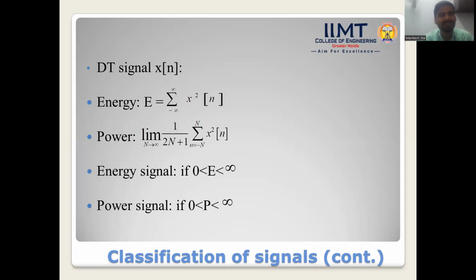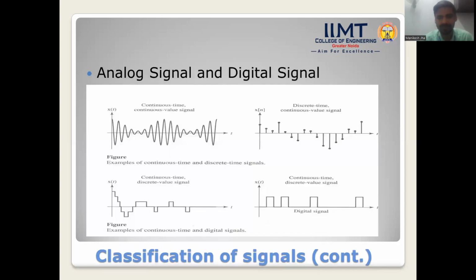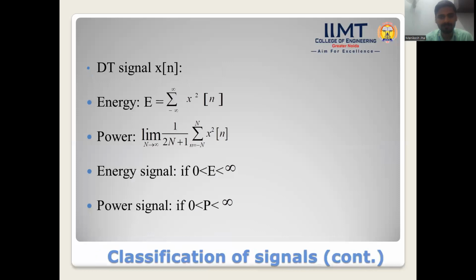Similarly, when we are discussing the discrete time signals, we are taking x of n. So for x of n, energy E is given as summation n from minus infinity to infinity x square of n. And power is limit n tending to infinity 1 upon 2n plus 1 summation n from minus n to n x square of n. So for energy signals, definitely it will be finite. So energy will lie between 0 to infinity. If it is a power signal, then power will lie between 0 to infinity. So if a signal is energy or power, then it should have finite values.